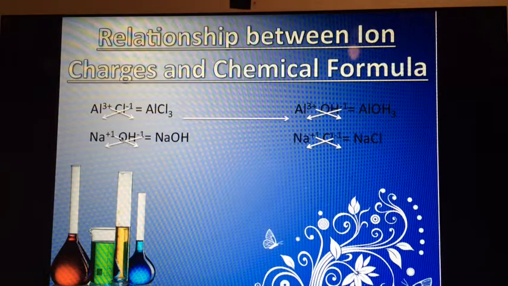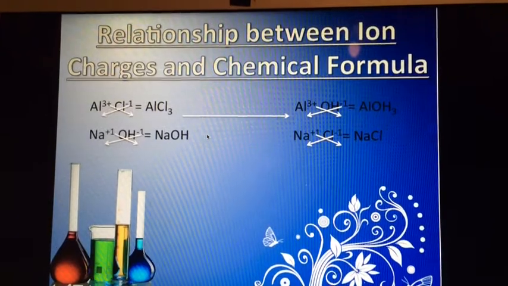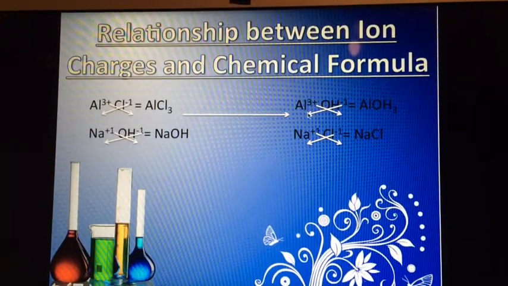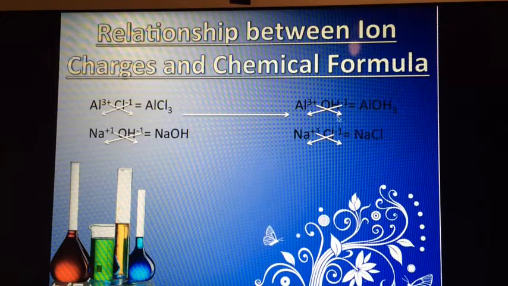And for Na and OH, Na, which is sodium, has a charge of just +1, and hydroxide, OH, has a charge of -1. So remember, you don't write 1, so it's just NaOH. And now on this side, aluminum 3 crisscross, dropping the sign, and OH crisscross, dropping the sign, creating Al(OH)3. And now Na charge +1, and chloride charge of -1. You crisscross them, drop the signs, creating NaCl.